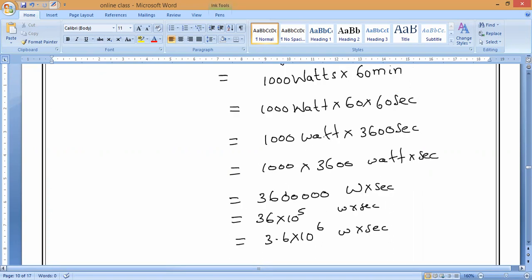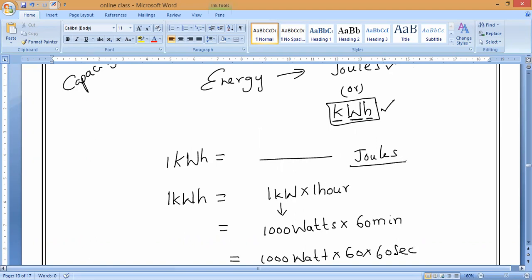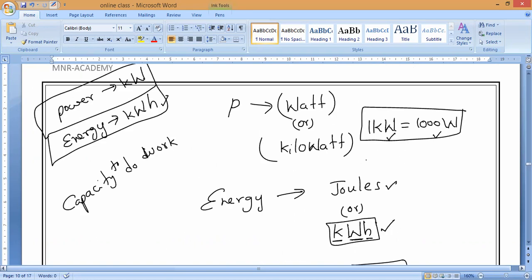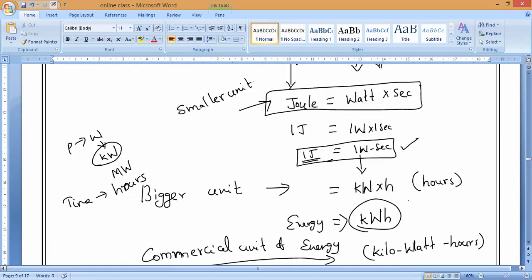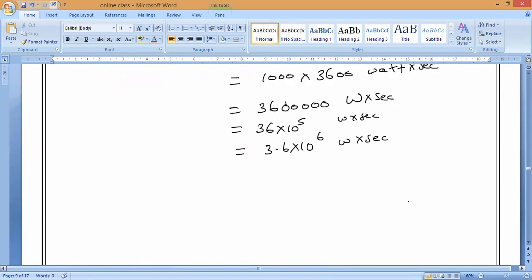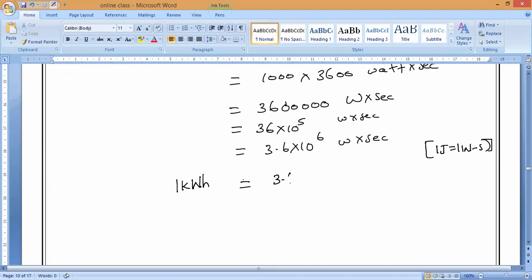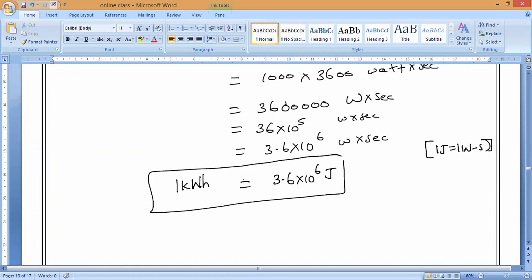Now, sir, you are writing watt second, but here we want joules. So we know that 1 watt second equals how many joules? Check the relation. 1 watt second is equal to 1 joule. So in place of 1 watt second, can I write 1 joule? That is what you have to write: 1 joule is equal to 1 watt second. So now it turns into: 1 kilowatt hour is equal to 3.6 into 10 power 6 joules. This is the relation.